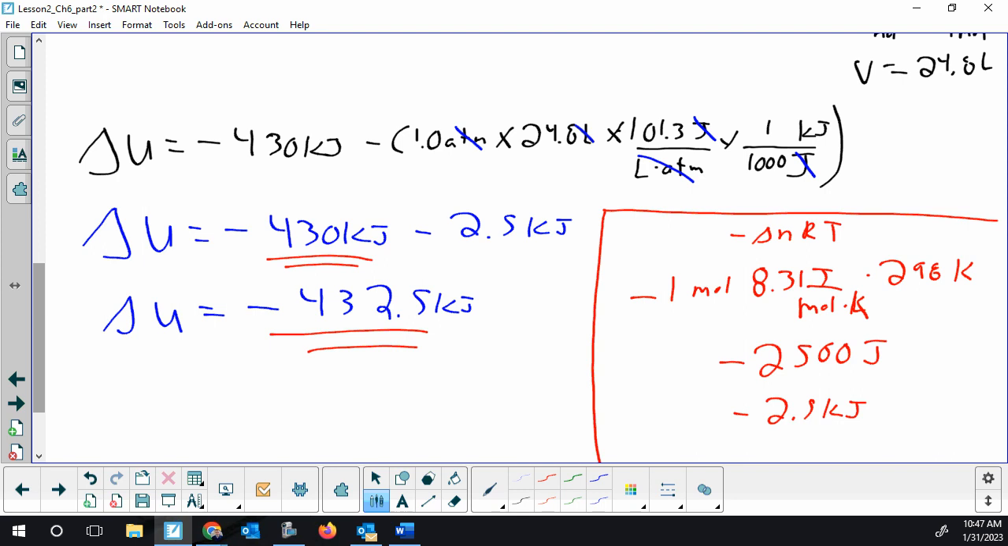Okay, so do whatever method is easier. A question might be setting you up to either do the minus P delta V or the nRT. If you're starting from a stoichiometric equation, the nRT is probably the simpler way. Okay. So that ends internal energy and enthalpy change. So we're just going to talk about enthalpy.